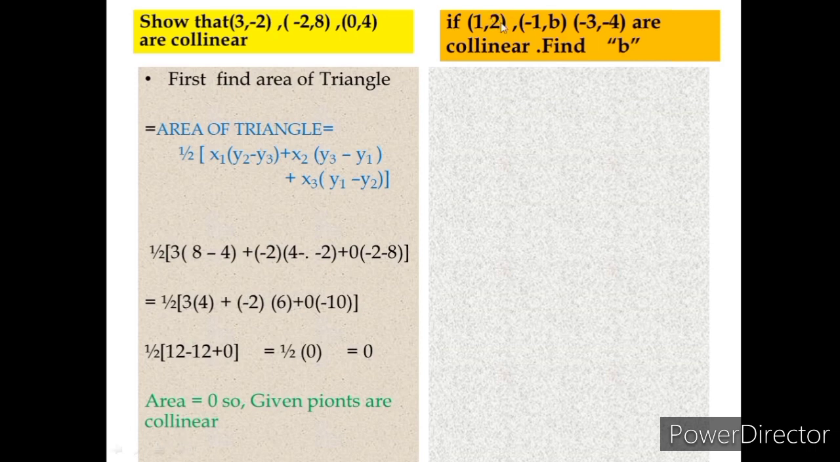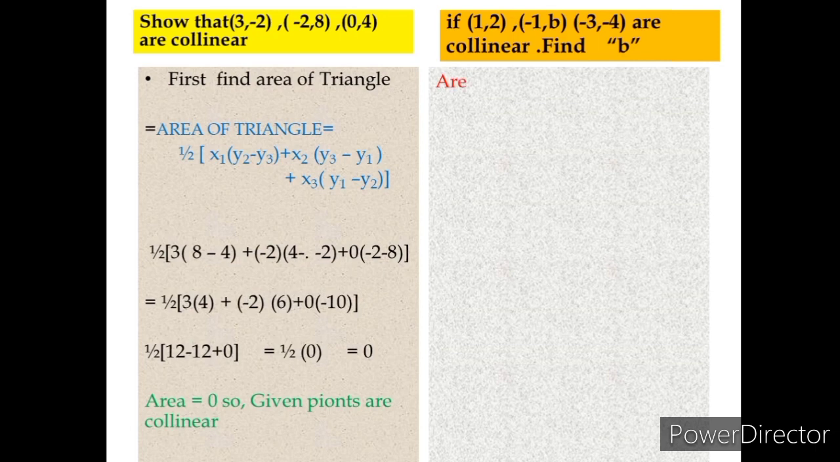Now come to here. Here already we have 3 points. Given points are collinear. That means clearly the area of the triangle is equal to 0. How can we proceed in this problem? By taking the area of the triangle as 0. Here we were finding the area of the triangle. Here the area of the triangle is already given. What is that value? 0. Why? Because these are collinear. That means they lie on the same line. 3 points lying on the same line cannot form a triangle. Whenever you cannot form a triangle, the area of the triangle should be 0.